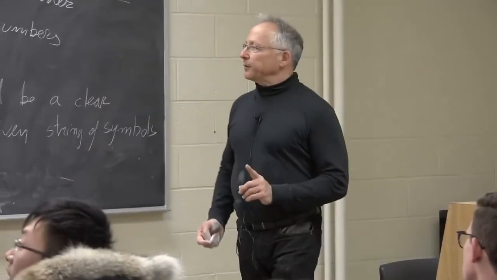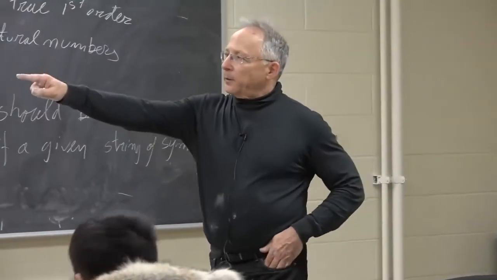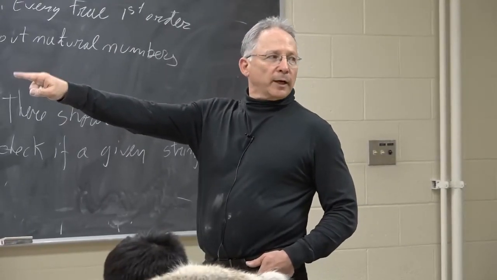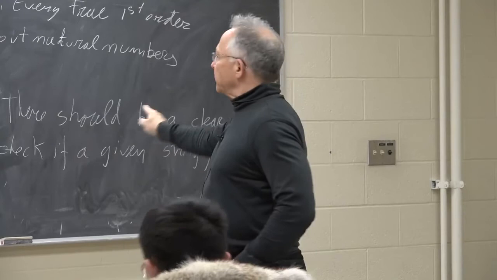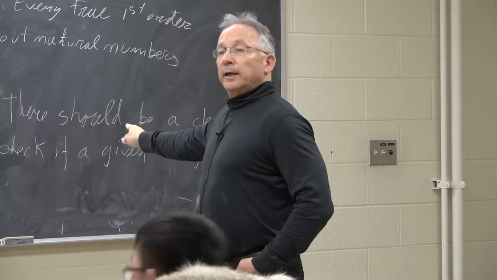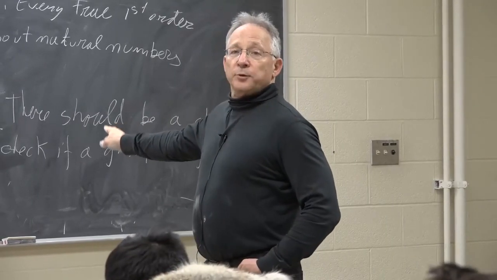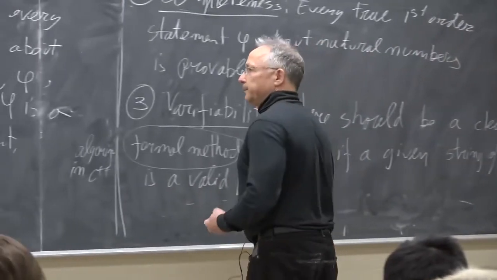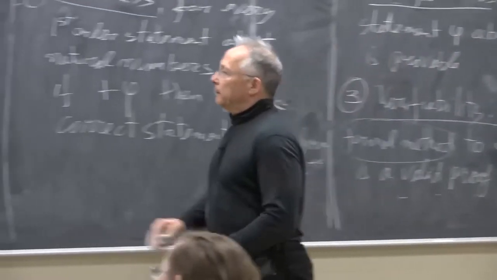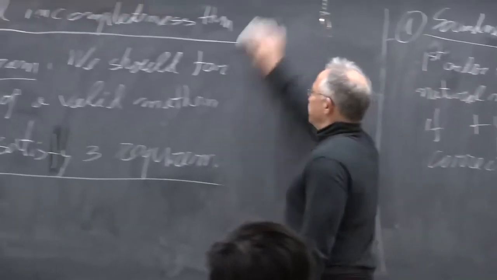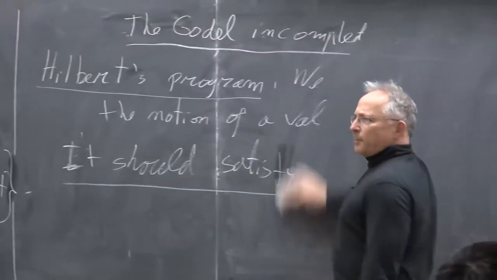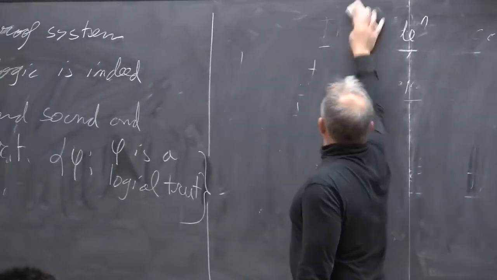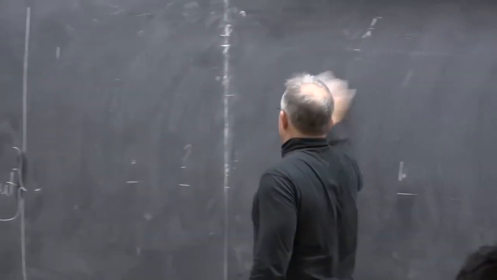So note the difference. Here, we want soundness and completeness with respect to all statements which are a logical truth. Here, I want soundness and completeness with respect to all statements that hold in the natural numbers. And this is a different set. So, which of them is bigger? Yeah, natural numbers is bigger.